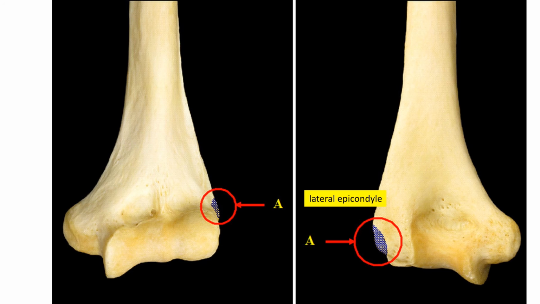If we look at this image, we can see that there is the capitulum just under the red circle, and what we want to do is to compare it with the medial epicondyle. The medial epicondyle is much larger than the lateral epicondyle, and you can feel it under your skin on the medial side of your elbow joint.